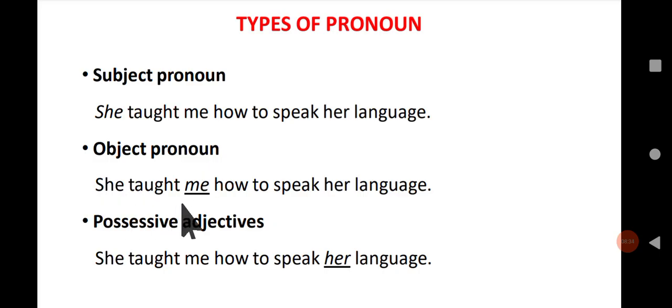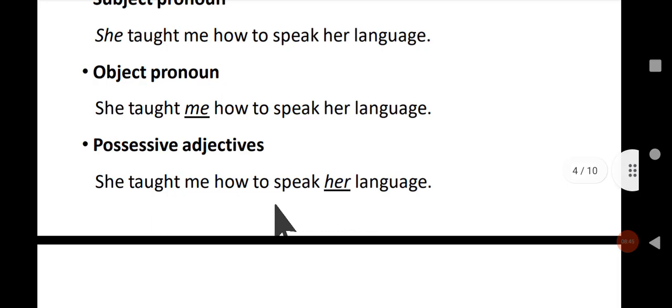Next, she taught me how to speak her language. See, what is me here? Me is receiving the action. This is called an object pronoun. Next, she taught me how to speak her language. Her is an adjective which is modifying the word language. So her becomes a possessive adjective.